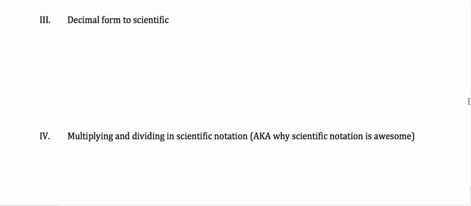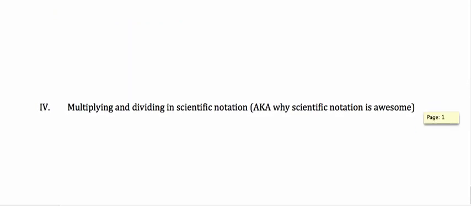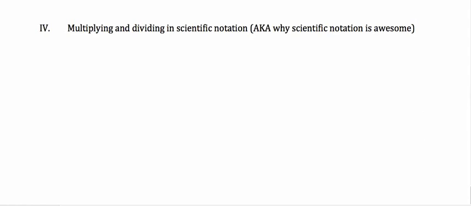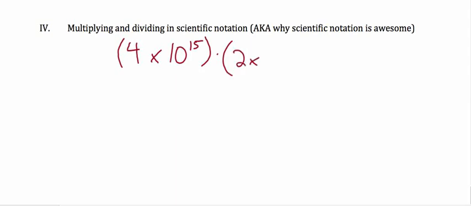But the really cool thing, really awesome thing about scientific notation is being able to multiply and divide really large numbers without necessarily needing to even use a calculator. Okay, so let me show you two really cool examples here. Actually, I'm going to show you three. Two basic ones and then a tricky one. 4 times 10 to the 15th times 2 times 10 to the 30th.